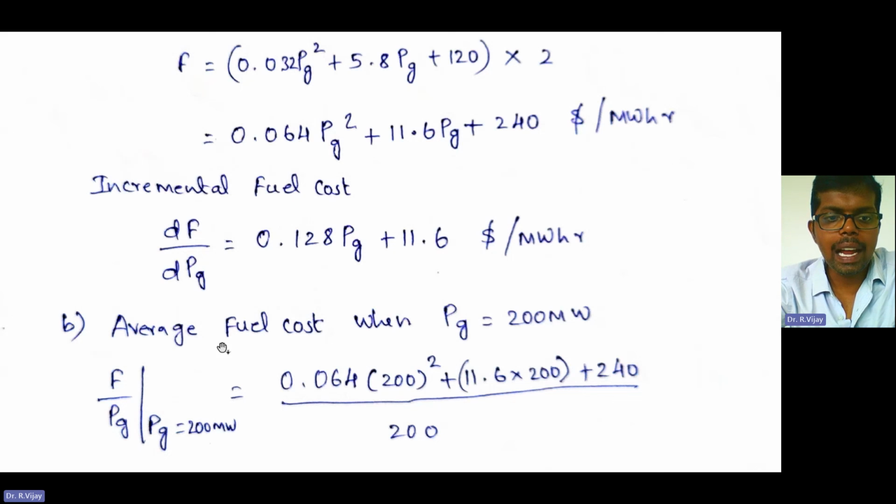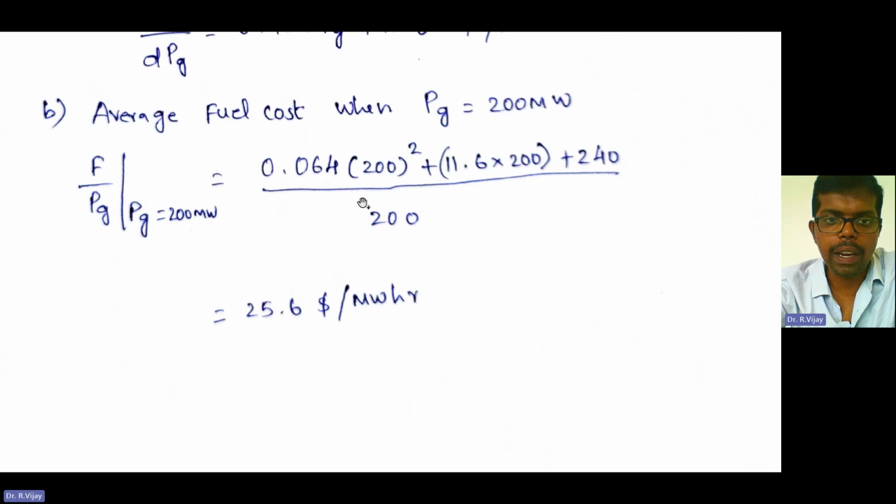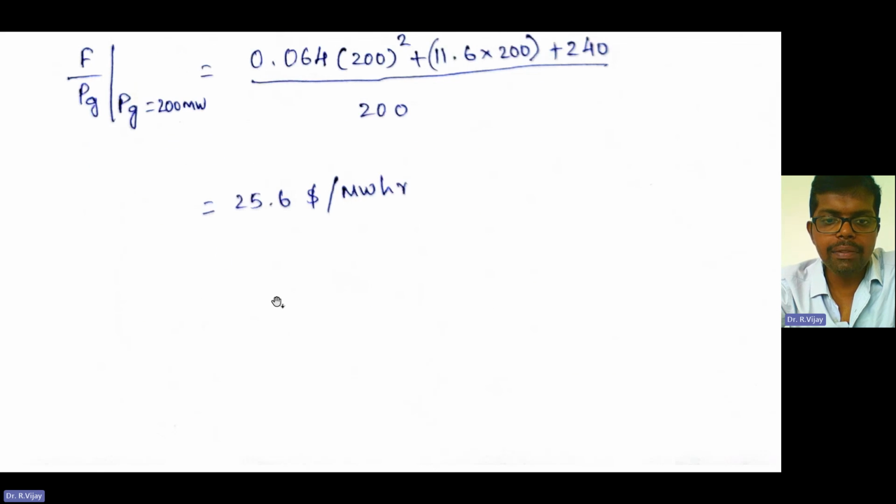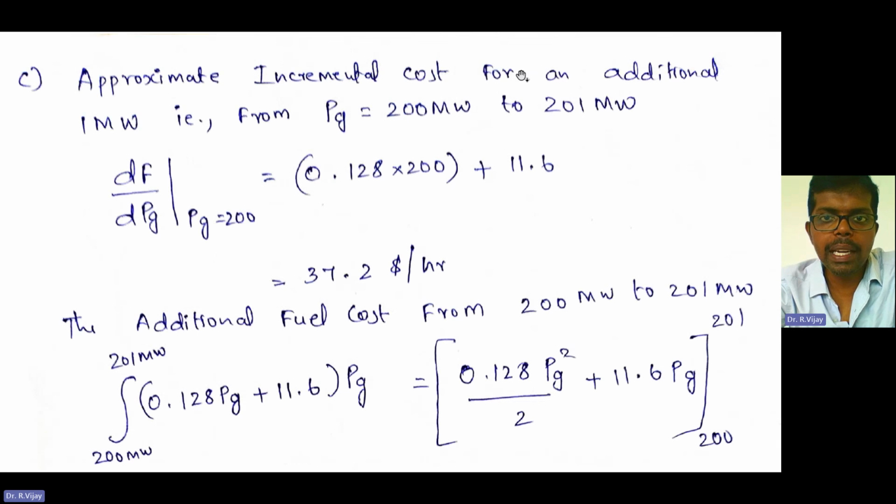Next, they ask for the average fuel cost when PG is equal to 200. This average fuel cost is whatever the fuel cost is divided by that particular generator size, that is 200 megawatts. You need to substitute and find the average fuel cost. Next, we need to find the approximate incremental cost by taking PG equal to 200. That cost we are finding out.